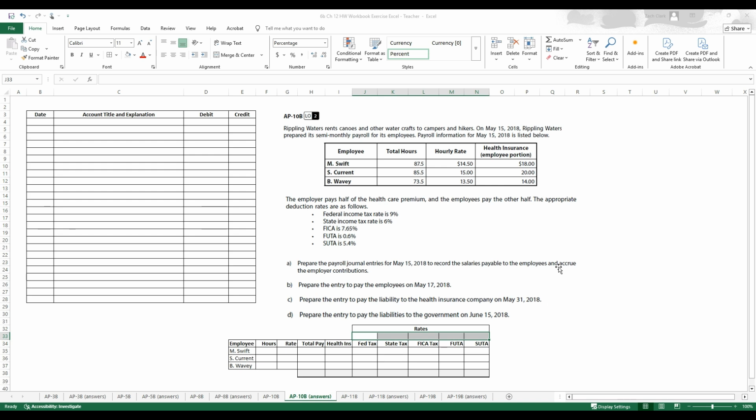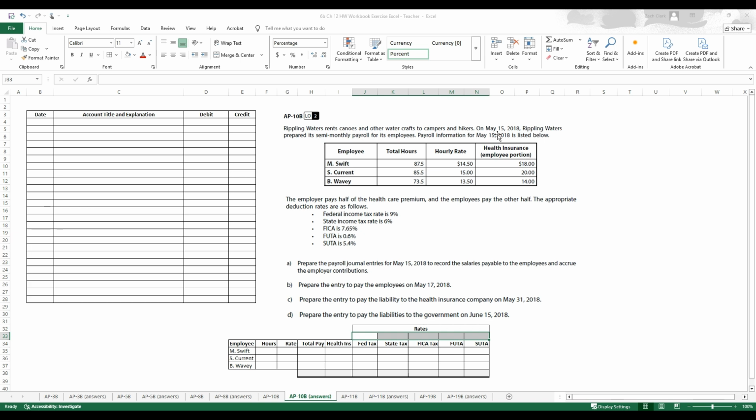All right, in this problem, we're going to take a look at AP10B. In this problem, we're looking at some payroll information, and we're going to be recording journal entries both for the employee salary expense and salaries payable, and also the payroll tax expense for the business specifically. Okay. So let's look at some of the information here.